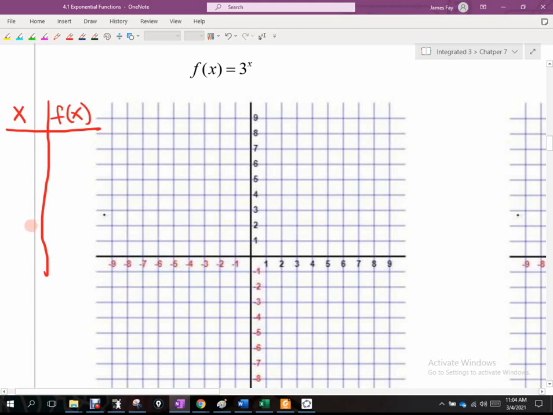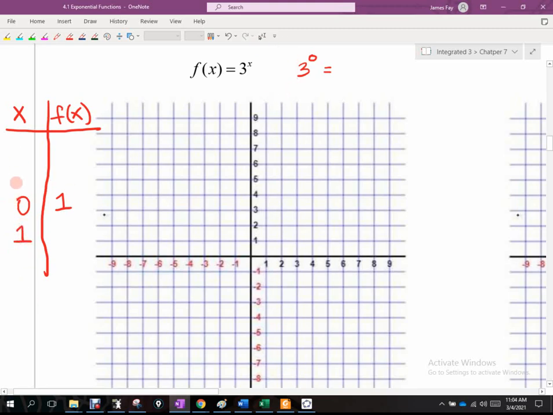So I'm going to start my chart, and we're going to start it down here. I'm going to go about halfway down, and I'll put a 0. Basically what I want to do here is show some values that are to the right of 0 and some values to the left of 0. So let's start with 0. If I plug 0 in here, it's going to look like 3 to the 0 power. Does anybody remember what 3 to the 0 power is? It is 1. So when x is 0, y is 1.